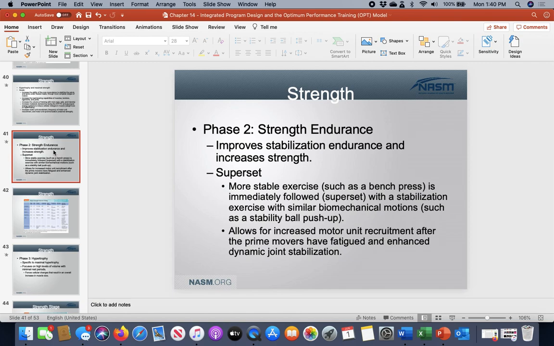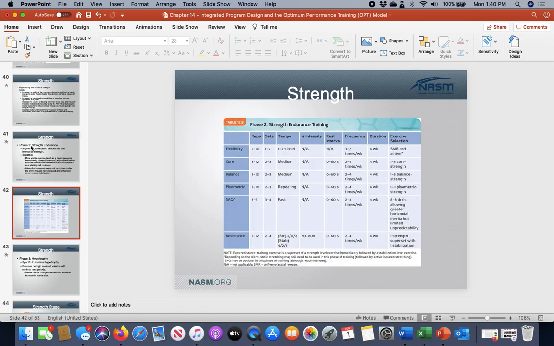So again, what are we doing? Getting prime movers to get fatigued, and then also we're trying to get more dynamic joint stabilization, which is very, very important to build a better base of support outside of the stabilization phase, because we're getting into something a little more challenging. So with strength endurance, you can see here, we can pick the reps, sets, tempo. You can look through this on your own. I'm not going to regurgitate everything because it's clear as day in front of you, and you can see exactly where you want to be, for how long of a duration, how many times a week, and what you're looking for in terms of selection.